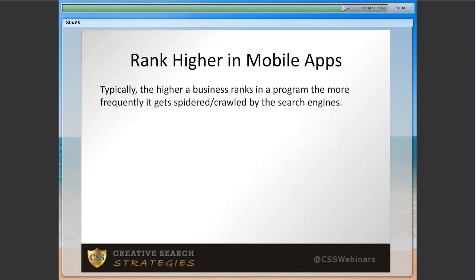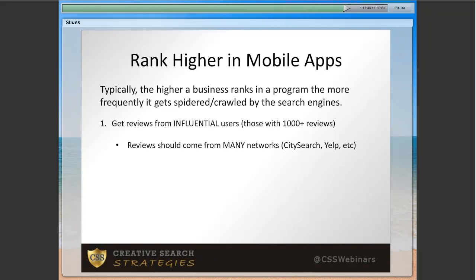And so here I just mentioned typically the higher a business ranks in a program, the more frequently it gets spidered and crawled by the search engine. So if you're encouraging your users to use the Foursquares and the Zagats and the Yelp and all of the other apps that are out there, you're going to get more mentions. You're going to get crawled more frequently. So definitely consider, when you're setting up your local business, when you register yourself at Yelp and you register yourself at Foursquare, make sure your business data is synced exactly how it should be, and encourage your users to talk about you. And the more they do, the more you'll increase the crawl rate to your website and to your listing.